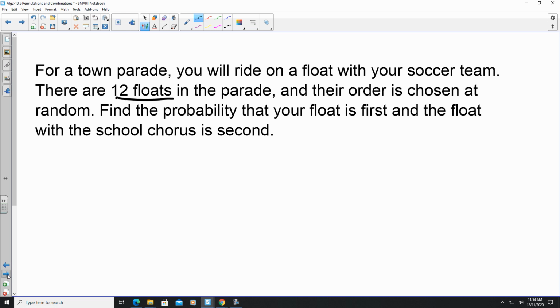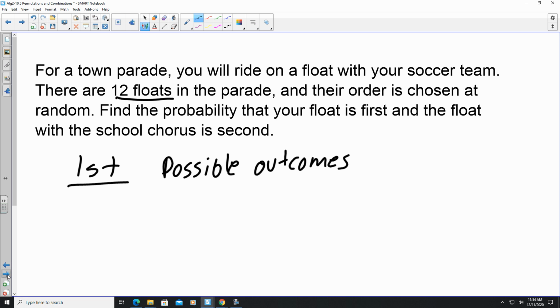Okay, so the first thing you have to do, step 1, is figure out how many possible outcomes there are for the order of this parade. Since there's no specific number for arrangements, it's going to be a permutation where I have 12 objects and I'm arranging them 12 different ways. So this just means it's going to be 12 factorial.